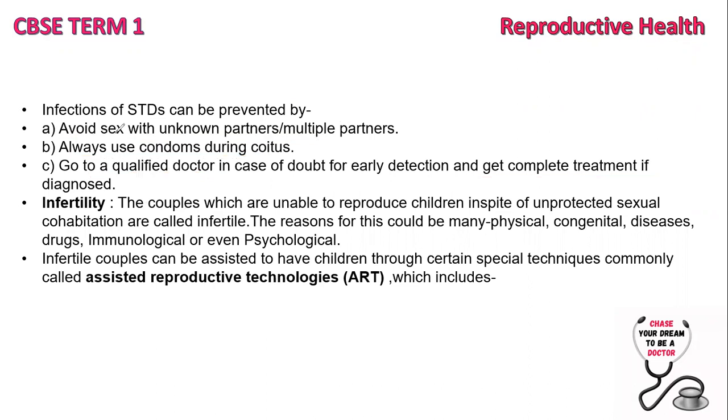Now we have told a lot of things, and we are coming on to yet another portion, that is about infertility. What is infertility? The couples who are unable to reproduce children are said to be infertile.